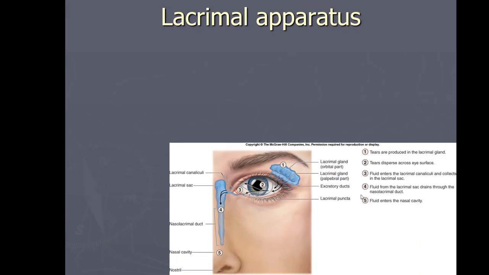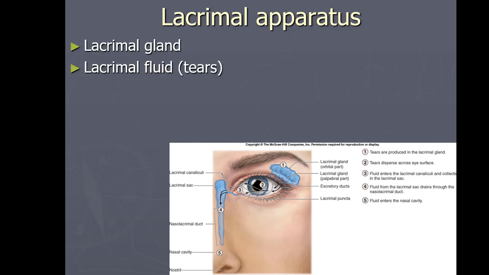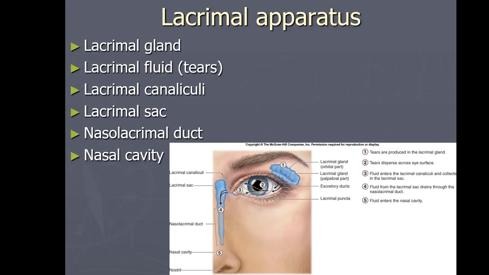All right, lacrimal apparatus. Lacrimal refers to tears. This is the basic setup of how tears flow across the eye and then eventually into the nasal cavity. You have lacrimal glands out here above the orbit. They secrete tears. The tears generally flow across the eye from lateral to medial direction, go through these tiny little canals called lacrimal canaliculi, eventually into a lacrimal sac, nasolacrimal duct, and then end up in the nasal cavity.